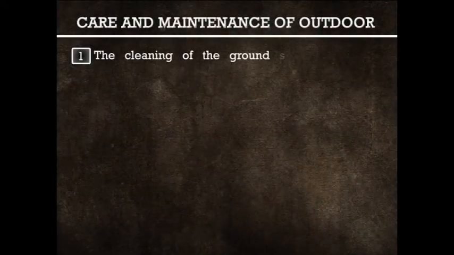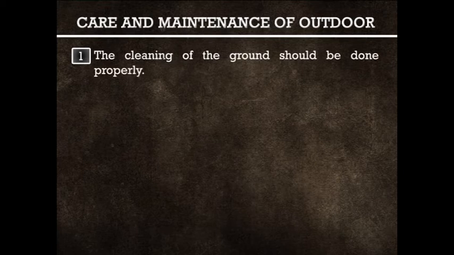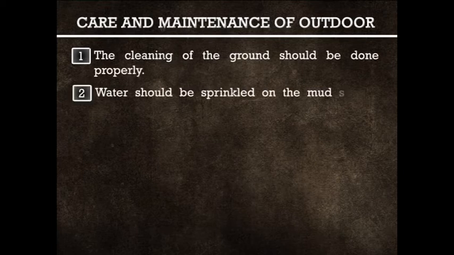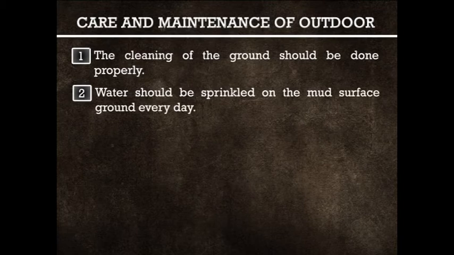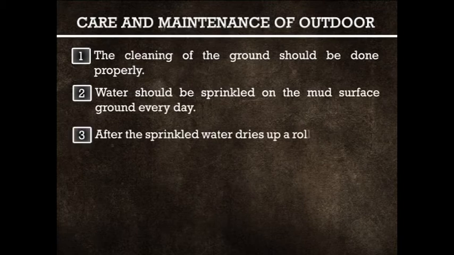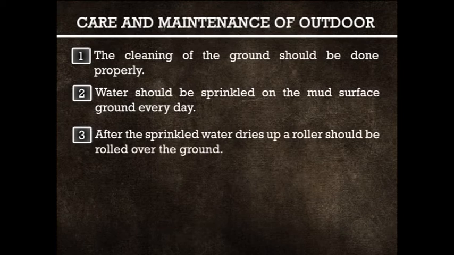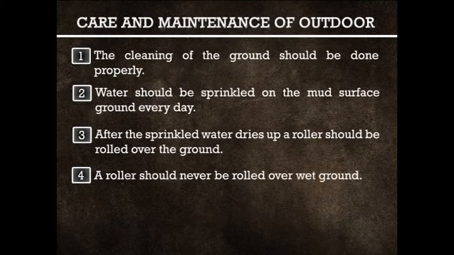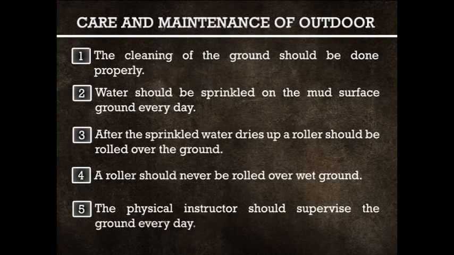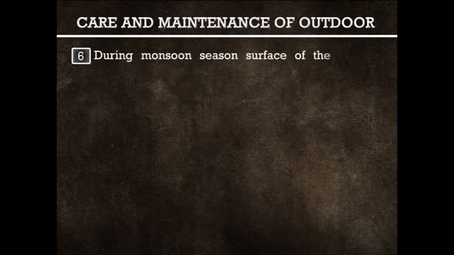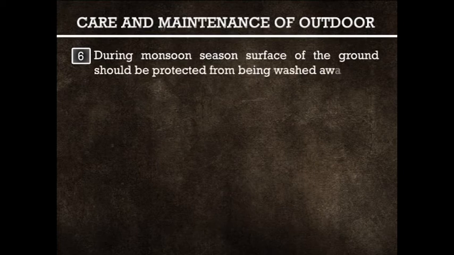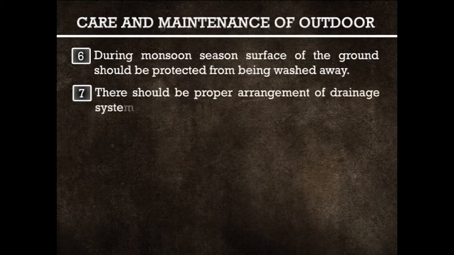Number 1. The cleaning of the ground should be done properly. 2. Water should be sprinkled on the mud surface ground every day. 3. After the sprinkled water dries up, a roller should be rolled over the ground. 4. A roller should never be rolled over wet ground. 5. The physical instructor should supervise the ground every day. 6. During monsoon season, the surface of the ground should be protected from being washed away. 7. There should be proper arrangement of drainage system on all 4 sides of the ground.